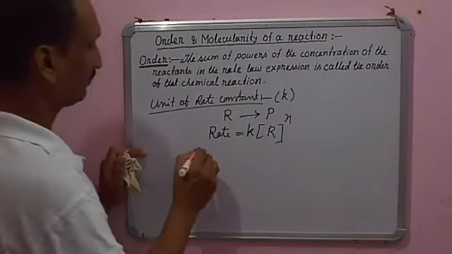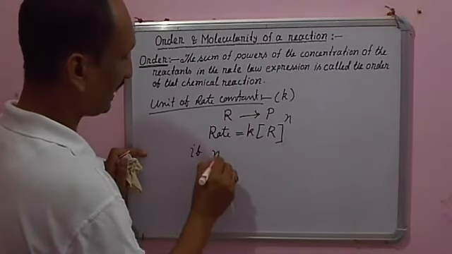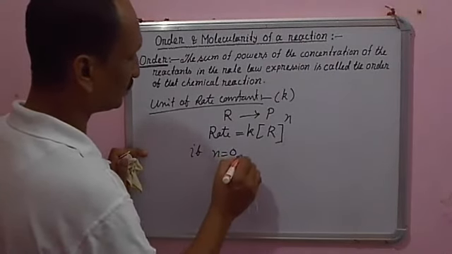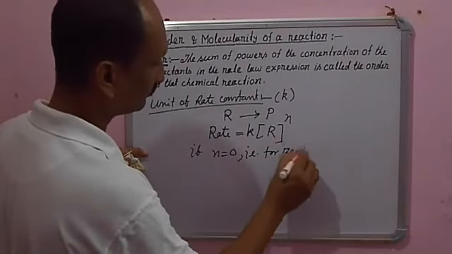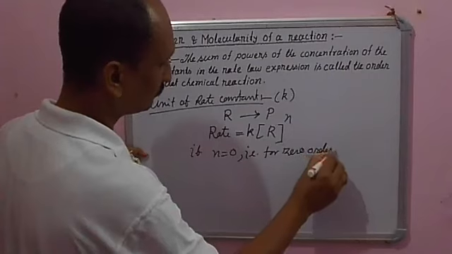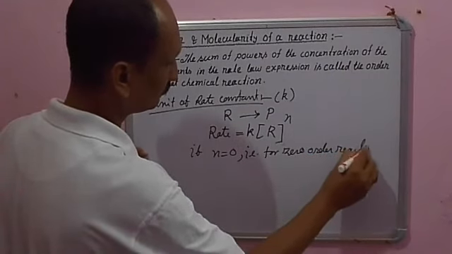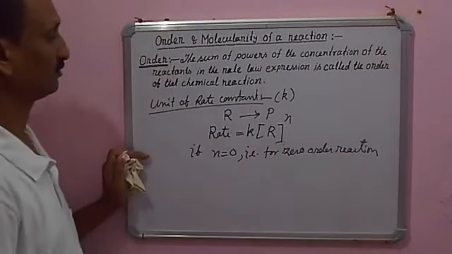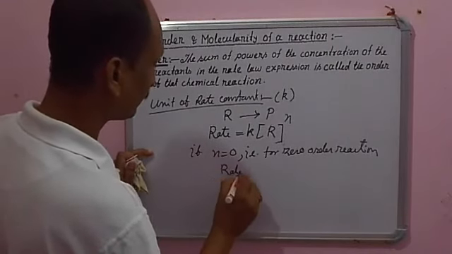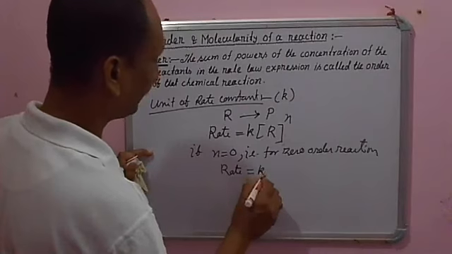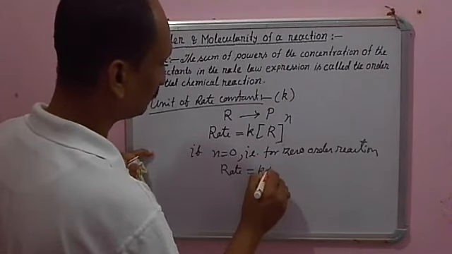Now if N equal to 0, that means 0 order reaction, that is for 0 order reaction. For 0 order reaction, rate will be equal to K R to the power 0.